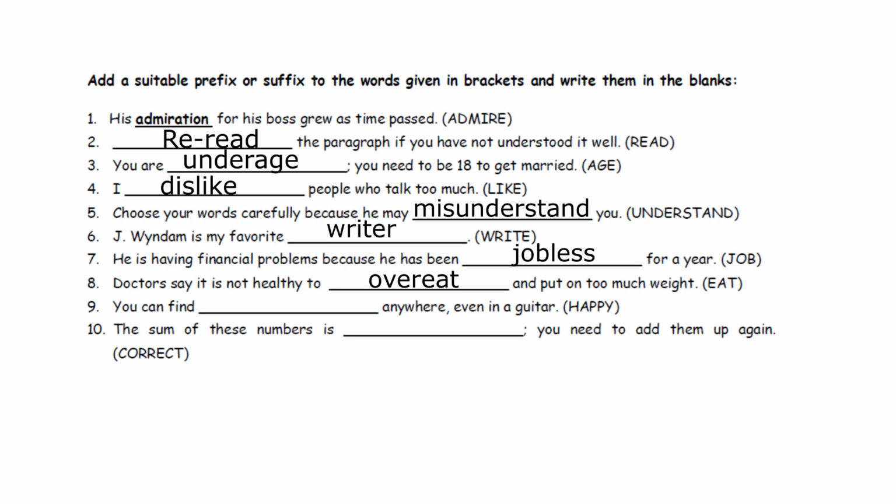8. Doctors say it is not healthy to overeat and put on too much weight. From this sentence, we understand that if you eat too much, you will put on weight. So the prefix that gives too much meaning is over. So the answer is overeat. 9. You can find happiness anywhere, even in a guitar. Happy is the adjective, the noun form is happiness. 10. The sum of these numbers is incorrect. You need to add them up again. From this sentence, we understand that something is not correct, so the prefix in is used here, incorrect.